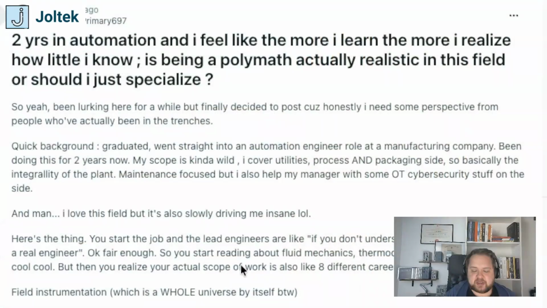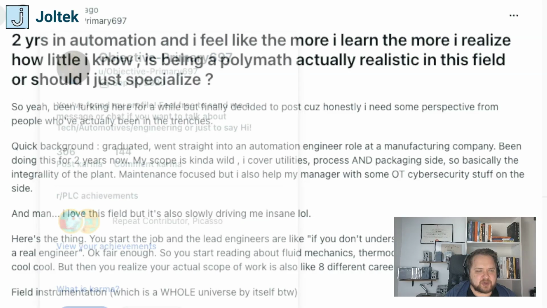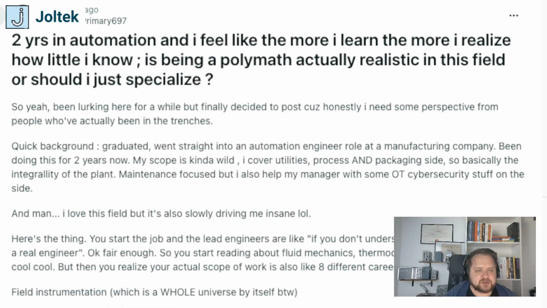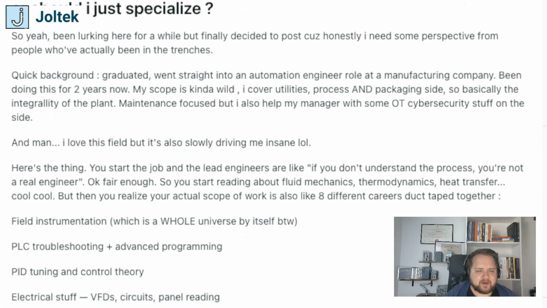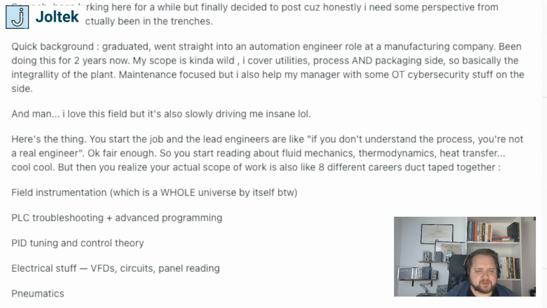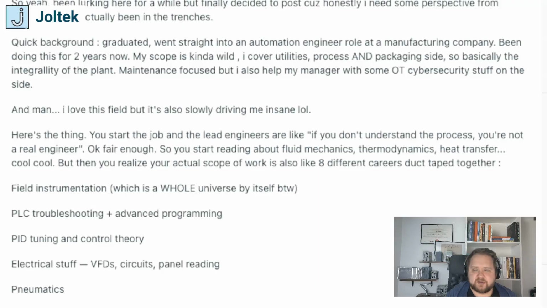So the question is brought by the user by the name of Objective Primary 697: 2 years in automation, and I feel like the more I learn, the more I realize how little I know. Is being a polymath actually realistic in this field, or should I just specialize? So I've been lurking here for a while, finally decided to post because I honestly need some perspective from people who have been in the trenches.